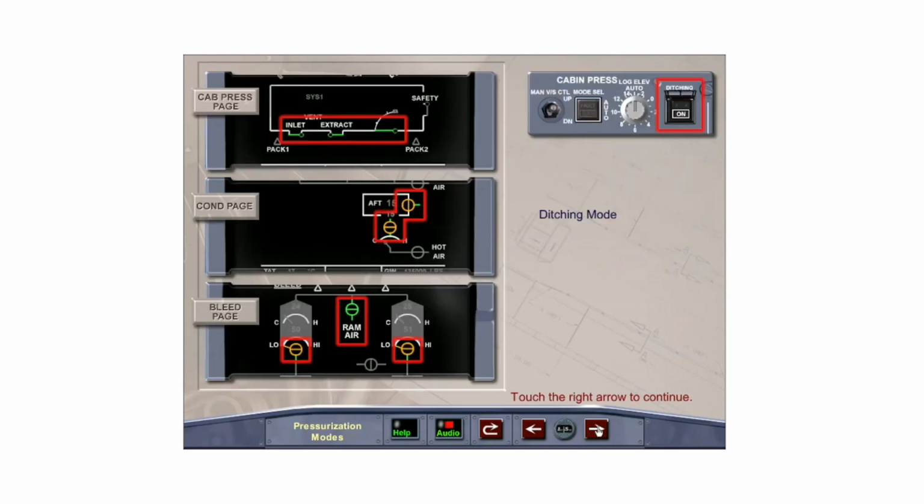The ditching mode is used to prepare the aircraft for ditching. Pressing the guarded ditching push-button switch on the cabin pressurization control panel will close the outflow valve, the avionics ventilation inlet and extract valves, the cargo isolation valves, the emergency ram air inlet, and the pack flow control valves. Note, with the ditching push-button switch on, the outflow valve will close only when the pressurization is in the automatic mode.